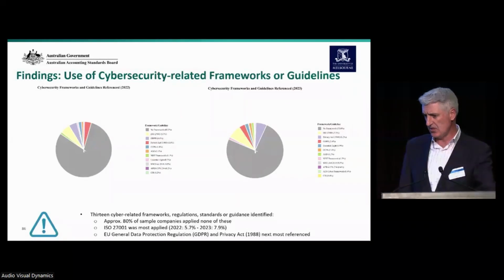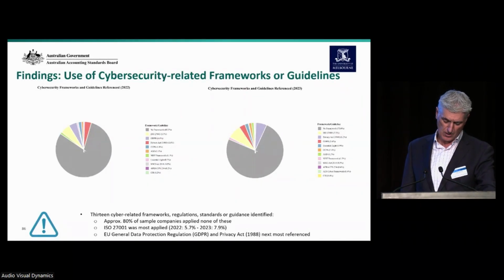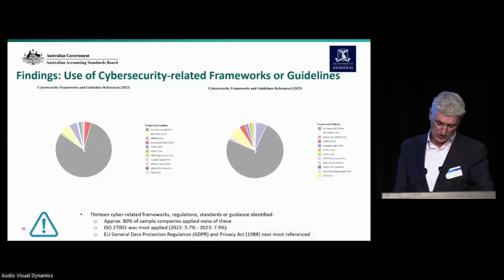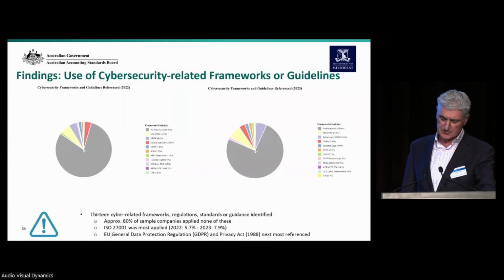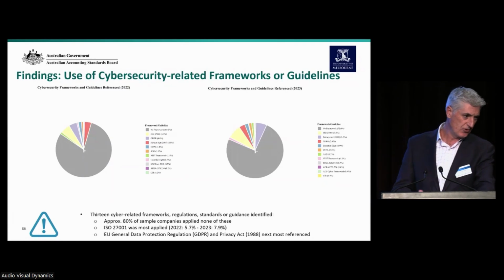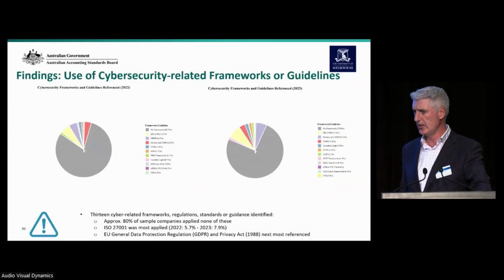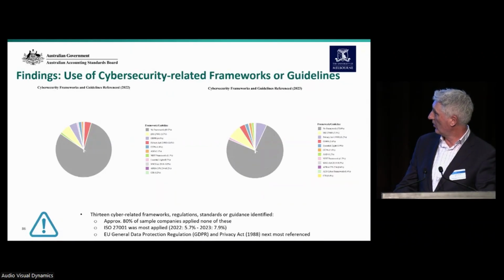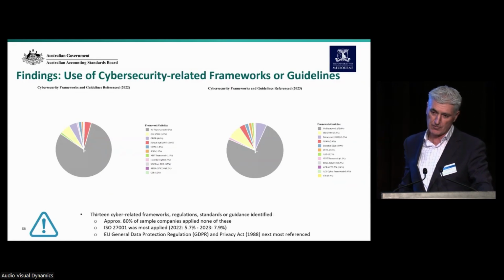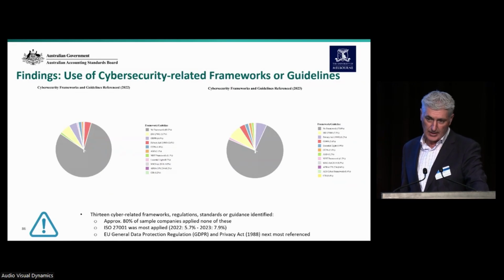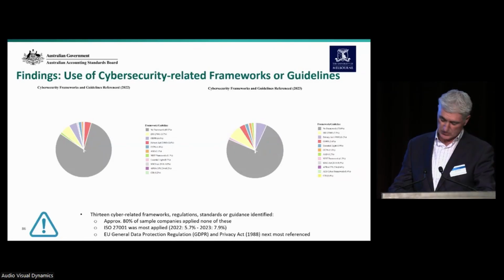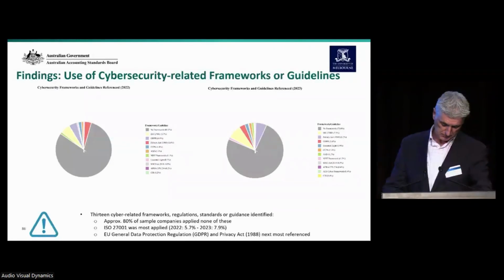And what we did is, consistent with prior studies and mindful of the Australian environment, we identified 13 cyber-related protocols that we thought were relevant, including the NIST framework, the Essential 8 maturity model, and also the ISO 27001 standard, amongst others. As you can see across both years, in the grey indicating that between 75 to 80% of companies did not reference any of the protocols. And of those cited by companies, it's the ISO 27001 standard that was most adopted, as you can see in yellow.